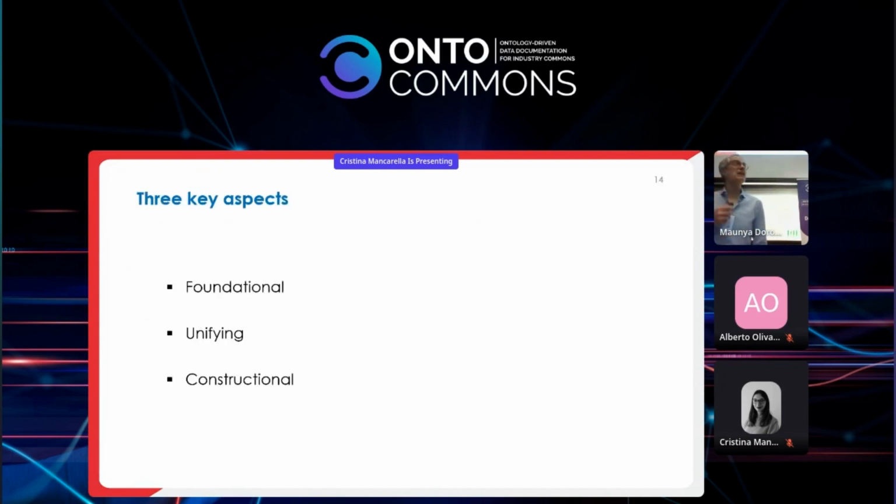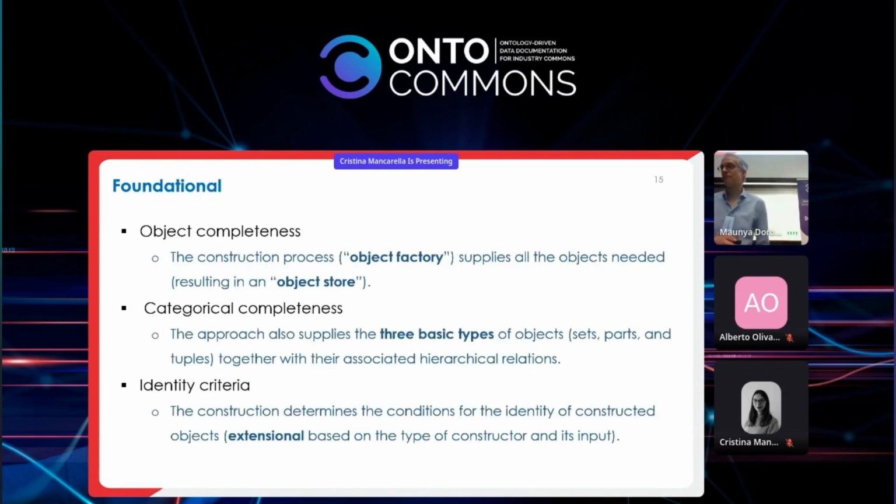So three key aspects then of this account. It's foundational, it's unifying, and it's constructional. So I'll say a little bit about each, and here I'm going to be very, very brief. So fasten your seatbelts. Foundational, object completeness. So all the objects you need are constructed. They all come out of the object factory, as it were, except the givens. Categorical completeness, so the categories of types of objects you have, they all result from the constructors. So that's nice. Identity criteria, all these objects are given identity criteria by the way in which they were constructed.